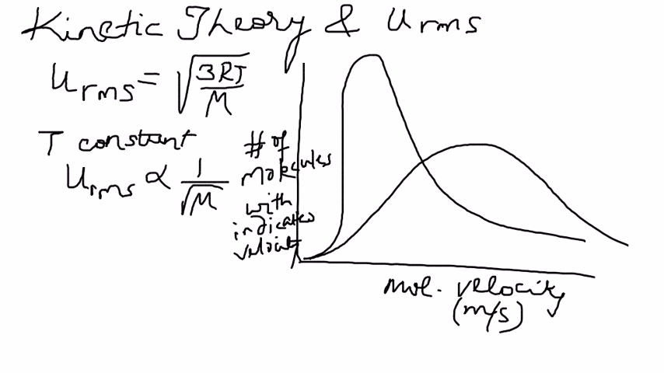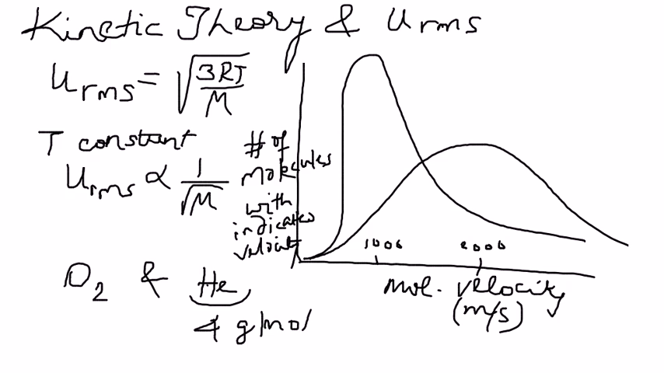Both of these are measured at the same temperature. Maybe this is like 2000, maybe that one is a 1000. My question is, let's say my given two samples are oxygen and maybe hydrogen or helium. Let's go with helium just for a change. Now you know that helium has a molar mass of 4 grams per mole. Oxygen, being diatomic, will have a molar mass of 32 grams per mole.